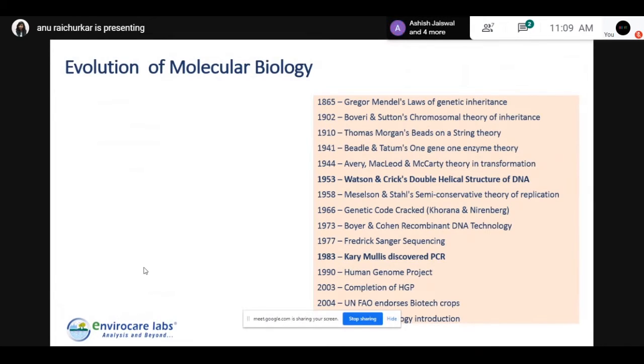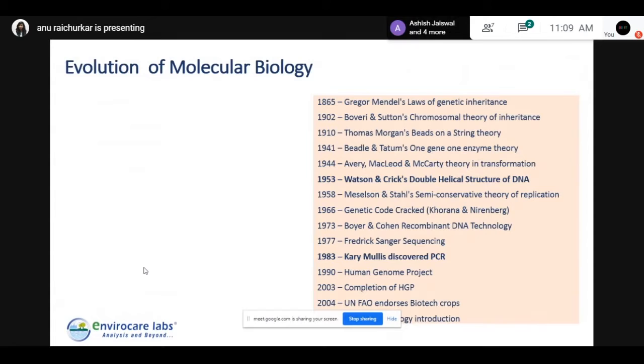As we talk about the evolution of molecular biology, I will start with the very basic thing. It evolved from the field studies that Mendel conducted on pea plants. He is also known as the father of genetics, and he came up with various laws called the laws of genetic inheritance. It was his studies that showed that something is transferred from one generation to the other. That was where it all began.